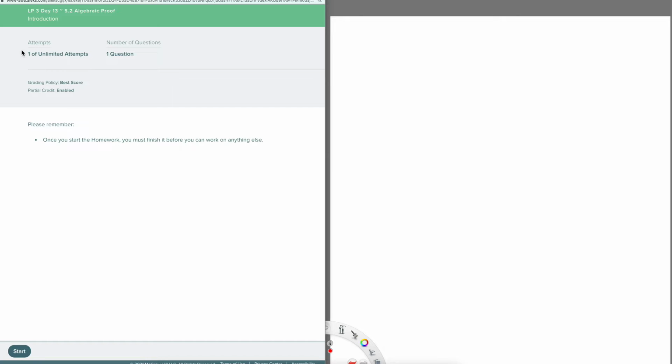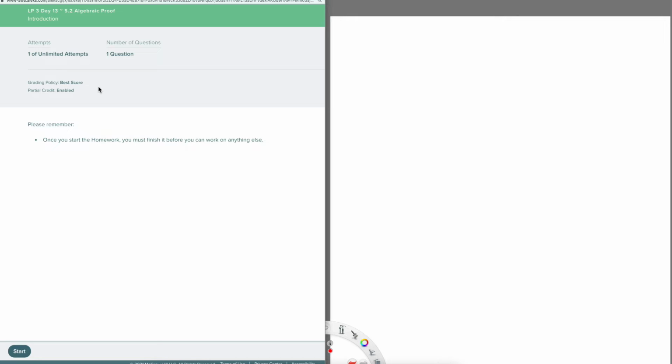Second thing is unlimited attempts. We always allow unlimited attempts. You're not limited on how many times you can submit the assignment. This particular assignment only has one question, so it just depends on the section what's available there. Grading policy is best score, so whichever attempt is the best one is the one you keep. And partial credit's enabled, which means if you only answer one of the multiple questions, you get your points.